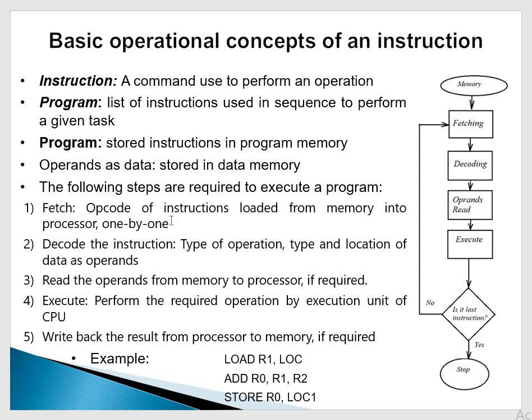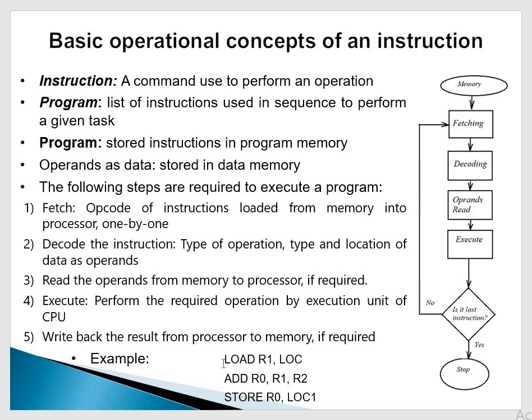The opcode of the instruction tells what type of operation we want to perform, what is the location of the data required to execute that particular instruction, and what is the type of that data. So again we will go to this instruction, LOAD R1, LOC. Whatever the operational code of this instruction is, stored in the memory, it will be fetched to the processor, and the opcode will be in the form of binary, because the processor can understand the language of zeros and ones.